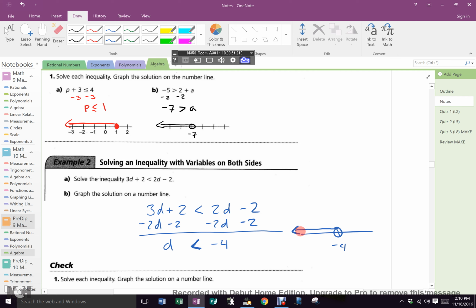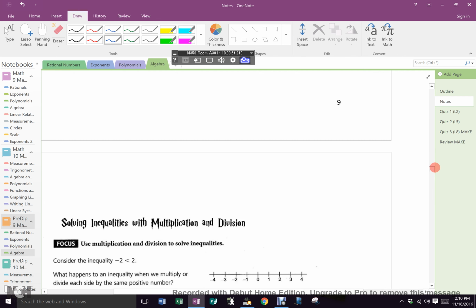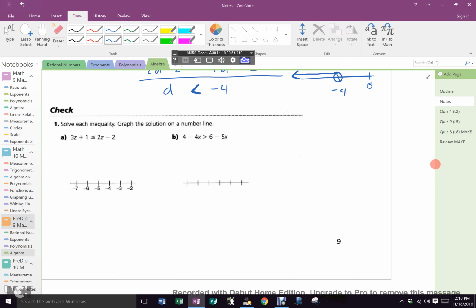And again, I don't care what your reason is. You check with 0. Is 0 less than -4? No. So 0 can't be an answer. And my arrow doesn't go over 0, so I know I graphed it right. Good? Great. Do that.